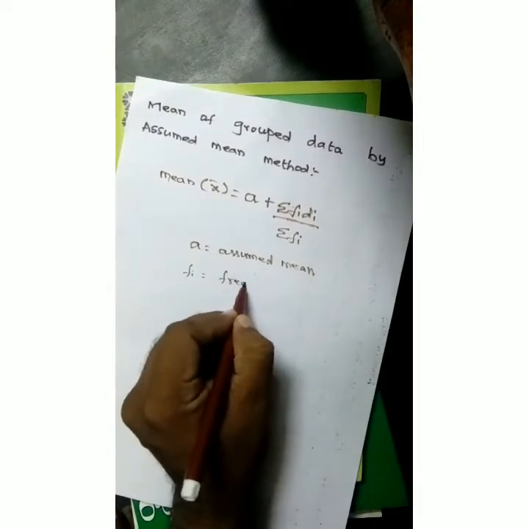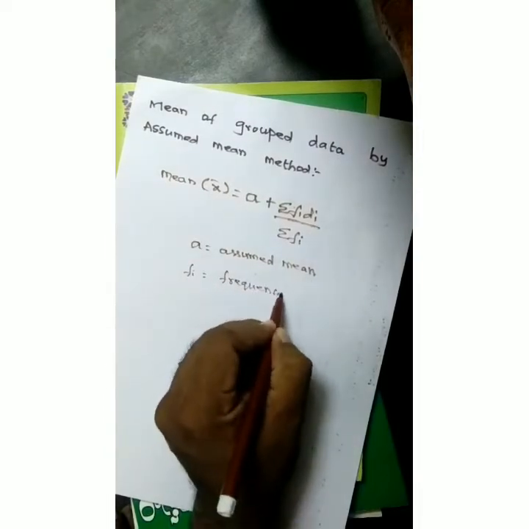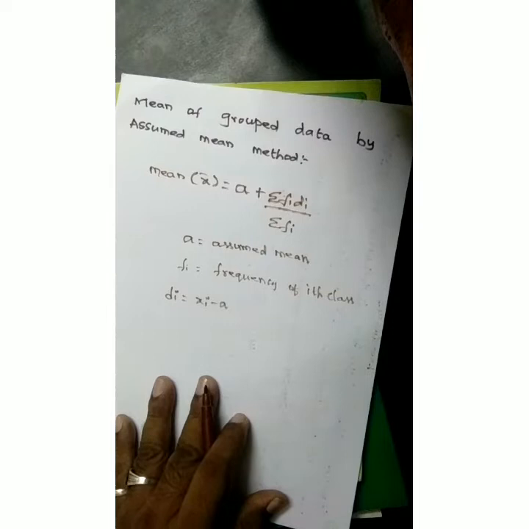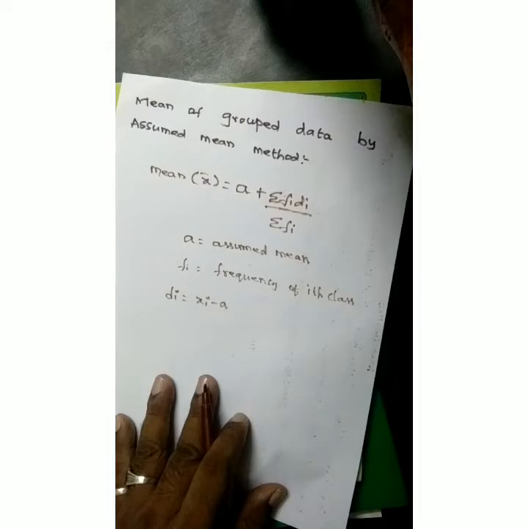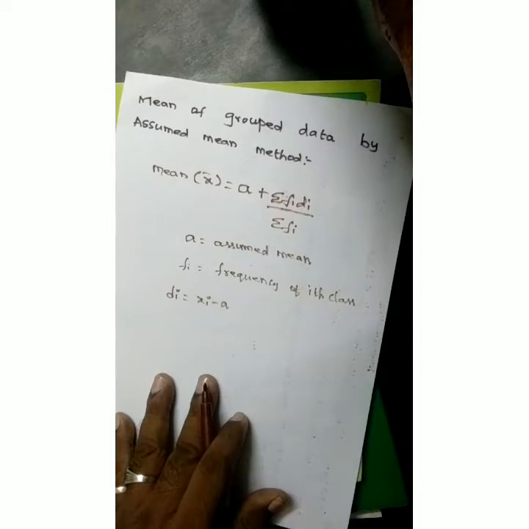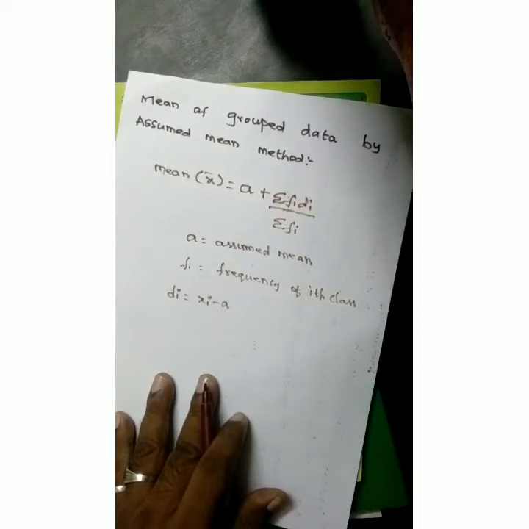A means assumed mean. Fi means frequency of ith class, where i indicates the number. Di means deviation. It can be found by xi minus a. So the mean x bar is equal to a plus sigma fi di by sigma fi. So let us take an example.